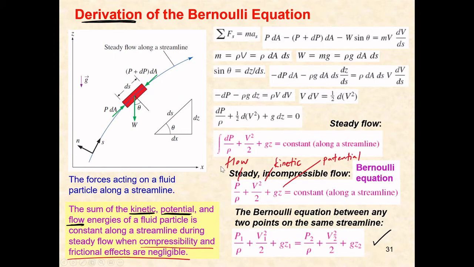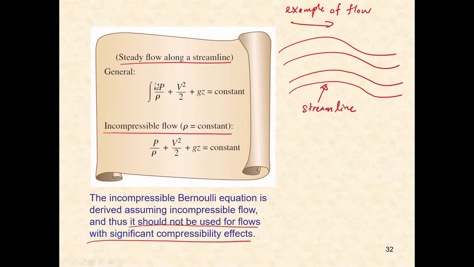One more point to add to this slide is that here we have compressible steady flow, and then of course we have steady incompressible flow. For steady compressible flow, you can see that there is a change of density with pressure. This slide shows the steady flow along a streamline with compressible flow, and then the second equation shows incompressible, also steady, flow.